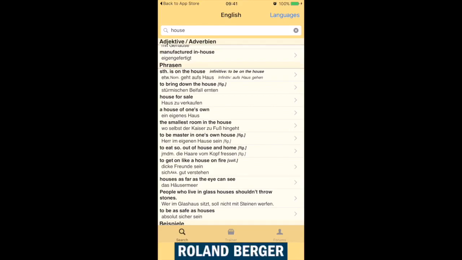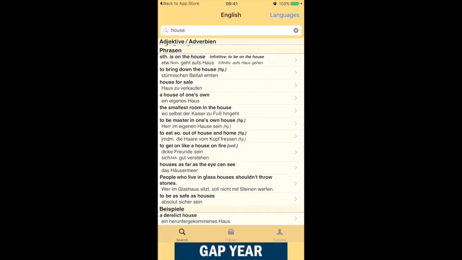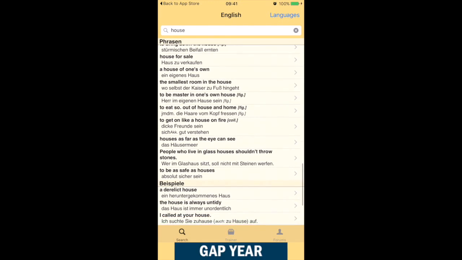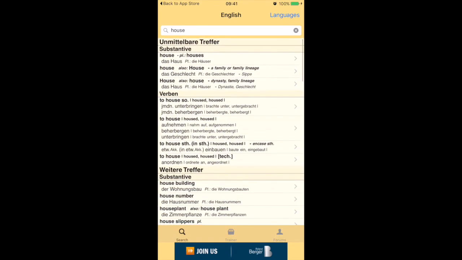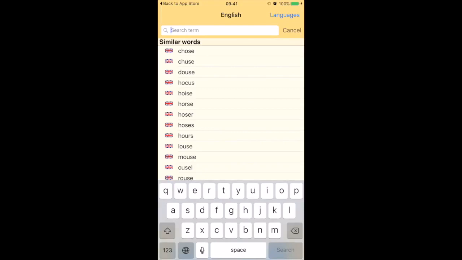FIG is for figurative. To get on like a house on fire, dicke Freunde sein, sich gut verstehen. COLL is colloquial, so it's basically habitual speech that people use every day. And then there are various examples. So when you're looking for a word in a dictionary, I wouldn't necessarily select the first word or the first verb you come across. You need to figure out whether that verb or noun fits the context of what you want to say. So we look up another word here.